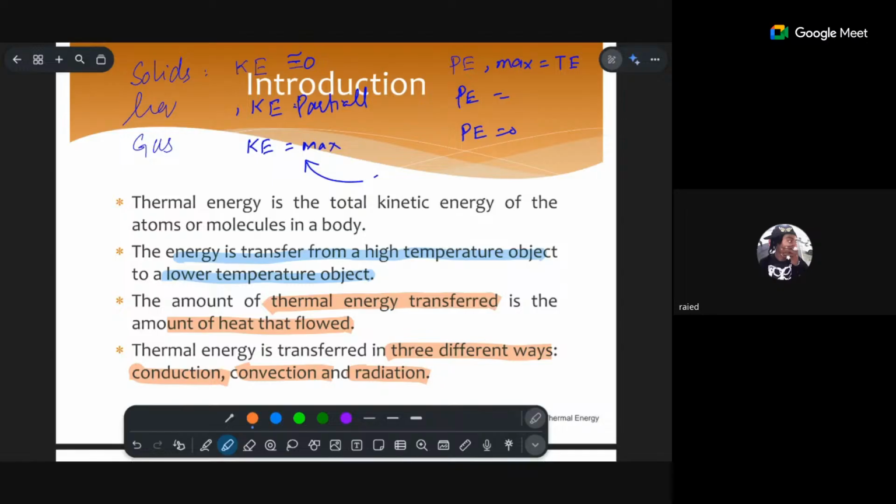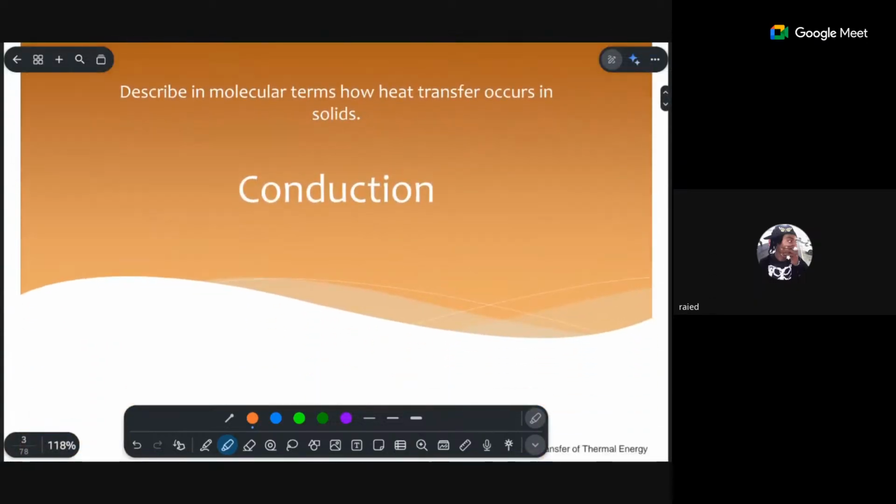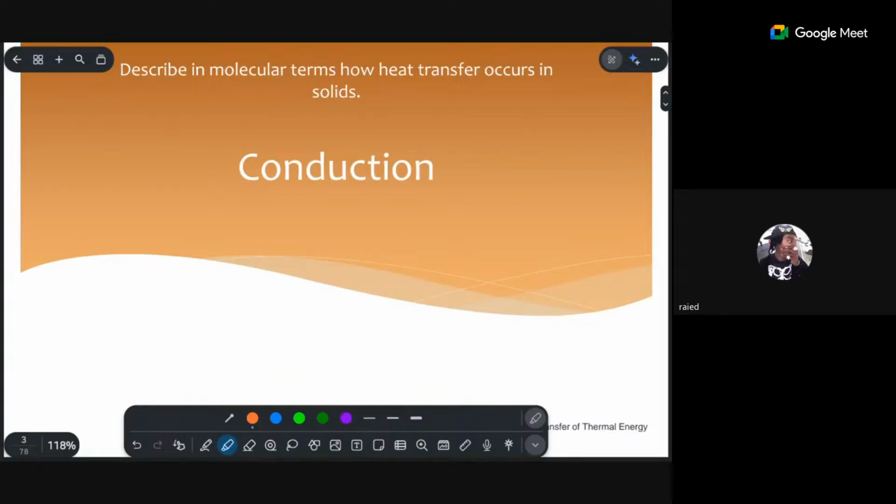So from this slide, what did you learn? That all bodies have temperature, so definitely they have kinetic energy, and due to the difference of temperature, thermal energy is transferred. Bodies which have higher temperature transfer thermal energy to the bodies at lower temperature. So, three modes of heat transfer I told you about: conduction, convection, and radiation.